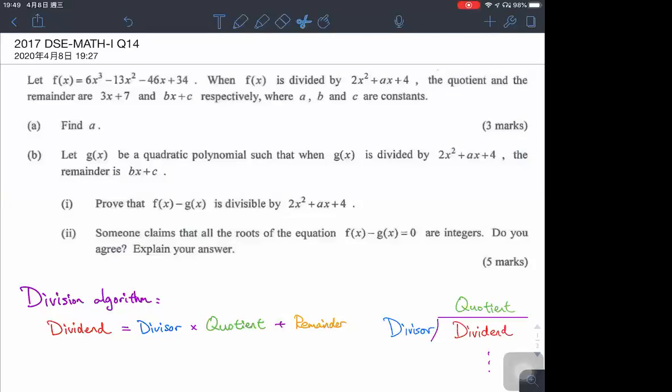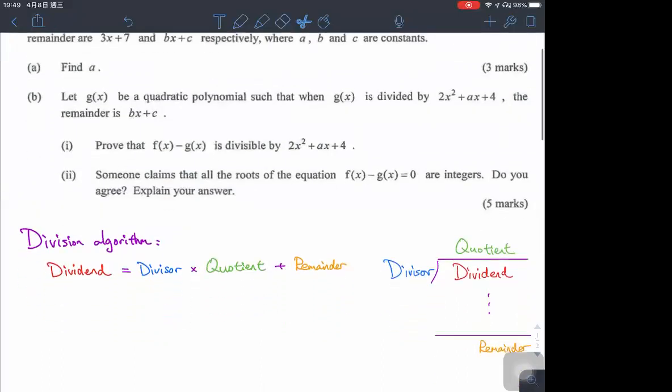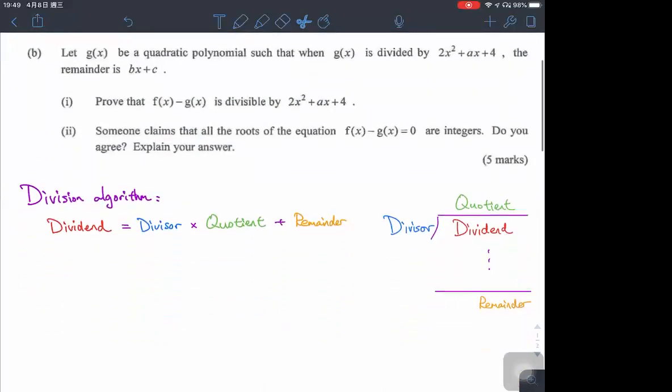Okay, today I'm going to talk about CSC 2017 paper 1 question 14. This is a question about polynomials, and the technique you can use is the division algorithm. That is, the dividend will be equal to the divisor times quotient plus remainder. That is just what you learn in primary school.